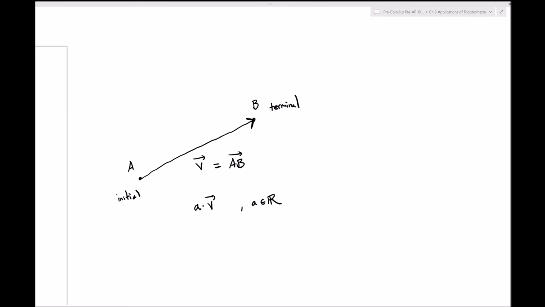If we take A and we multiply it by V, we'd like to be able to think of multiplication of a vector by some scalar quantity as possible. So it needs to be possible.